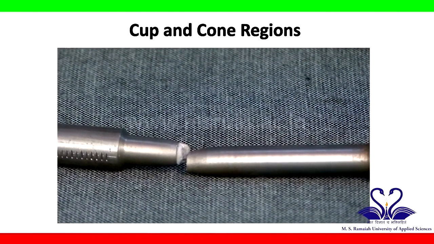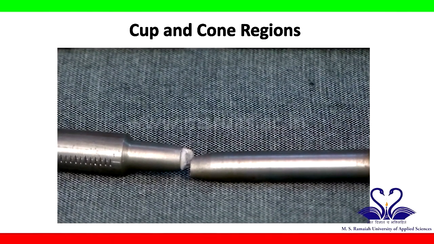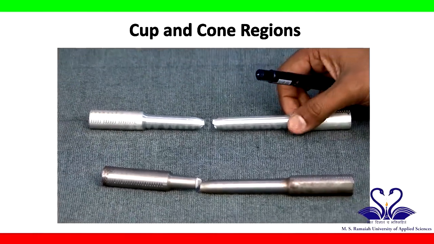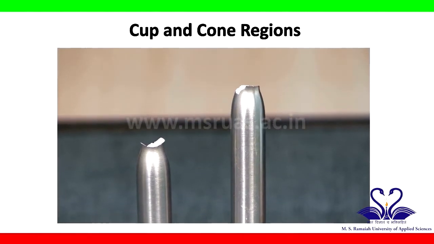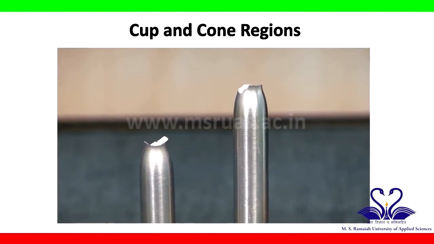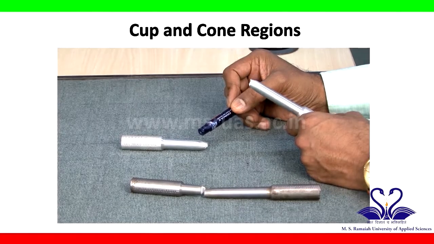Similarly, the tensile test was carried out on aluminum sample also. We could see more cup region and cone region in the aluminum since it is more ductile than mild steel.